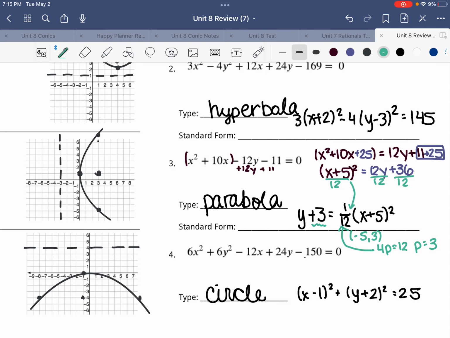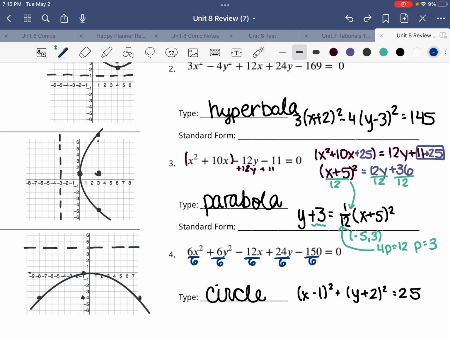And then the second question asked about the same page was, you can actually divide this entire thing by 6. The only reason you would even think to do this would be if you realized that it was going to be a circle and those numbers out front were the same and both of them were positive.